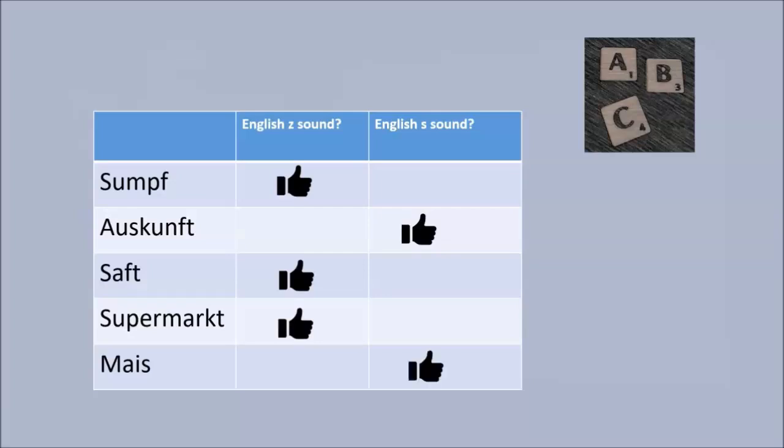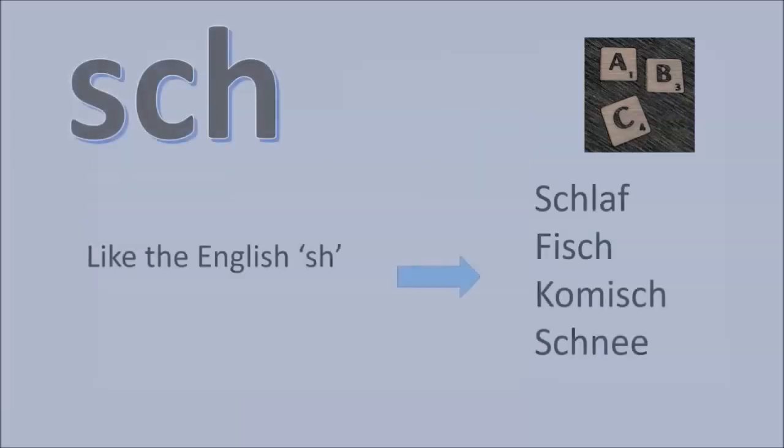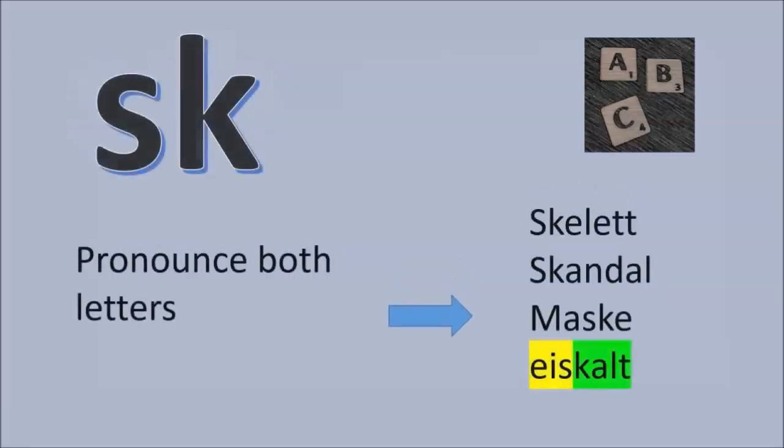So what about some combinations with the letter S? SCH, that's like the English SH, the sh sound. Schlaf, Fisch, komisch, Schnee. SK, we pronounce both letters. So Skelett, Skandal, Maske.